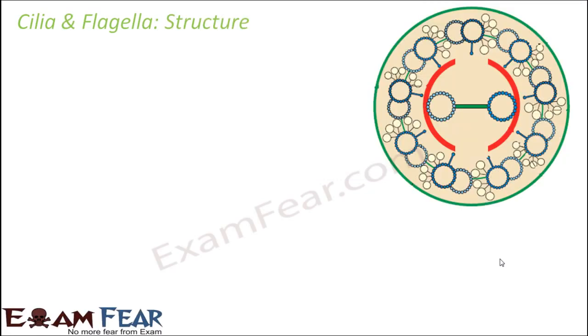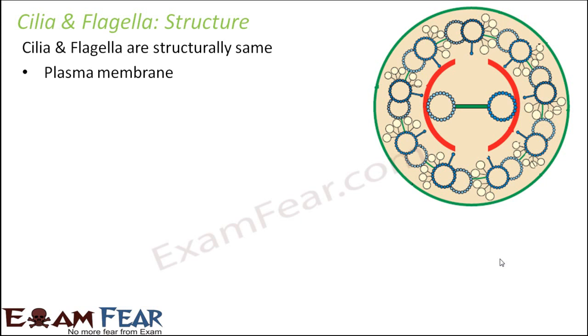Let us now talk about their structure. Cilia and flagella are structurally the same, as I said. They have a plasma membrane and an axoneme. The plasma membrane is the outermost membrane, and then the entire internal part is the axoneme. Now the axoneme in turn consists of the central core.